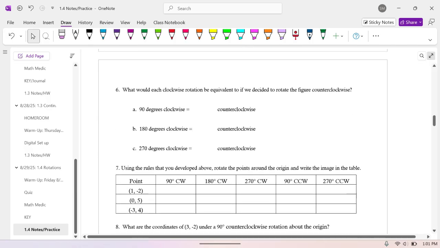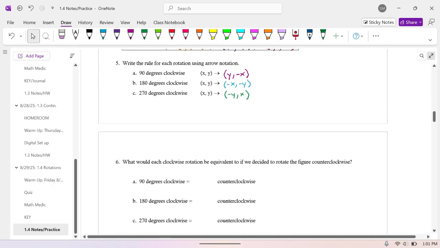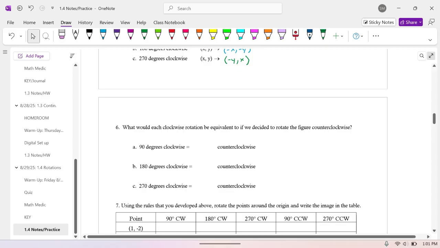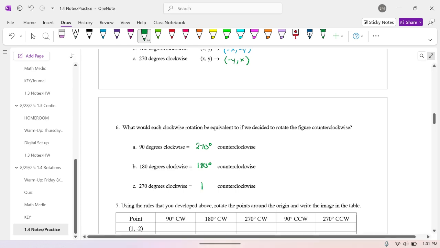So if we want to go counterclockwise, so for number 6, 90 degrees clockwise is equivalent to 270 degrees counterclockwise. 180 is just equivalent to 180 in either direction. And 270 is 90 degrees counterclockwise.